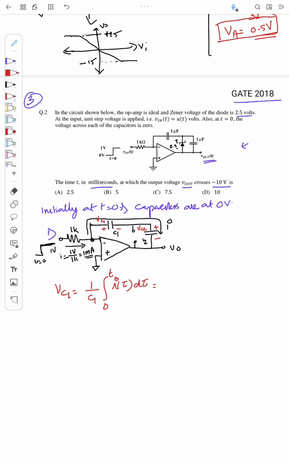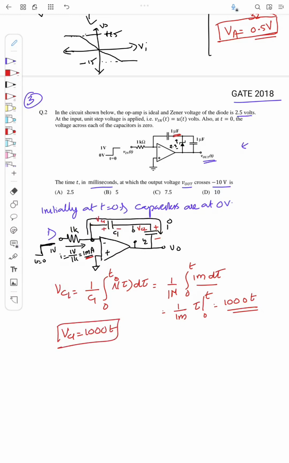Okay, so I'll substitute the values. The capacitor value given is 1 microfarad. So 1 by 1 microfarad integral 0 to t. I of t now is actually a constant, right? That is equal to 1 milliampere. So 1 milli d tau. Okay, so 1 milli by 1 micro is like 1 by 1 milli. If I integrate this, this is tau from the limit 0 to t. 1 by 1 milli is 1000, so it will be 1000 into (t minus 0), that is t. So VC1 is equal to 1000 t.